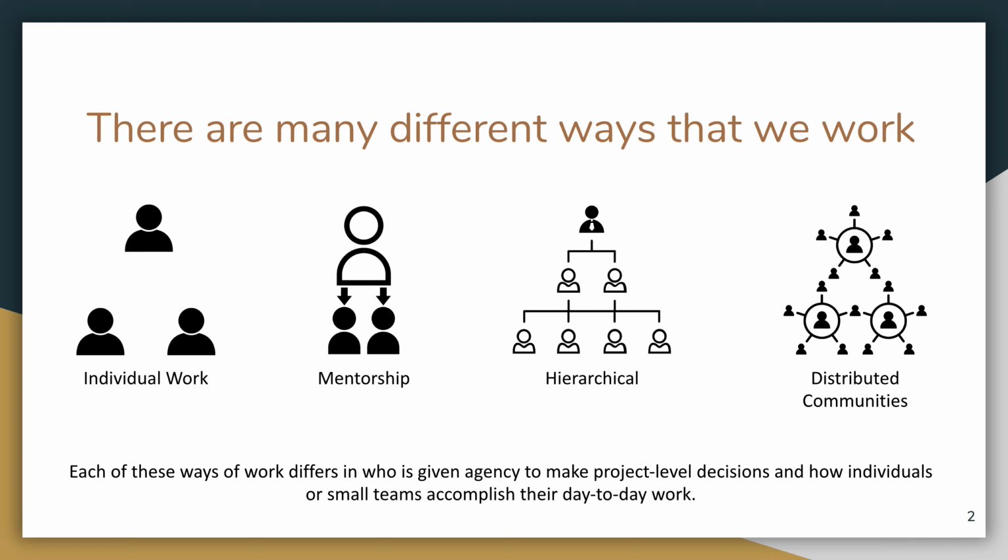today. Just a few models that we have include individual work, mentorship, hierarchy, which we see in work organizations a lot, and distributed communities, which we often see in things like Wikipedia. And they each have different levels of agency that allow people to make project level or day-to-day decisions, and how individuals within the community interact with each other, or small teams may interact with each other for day-to-day work.